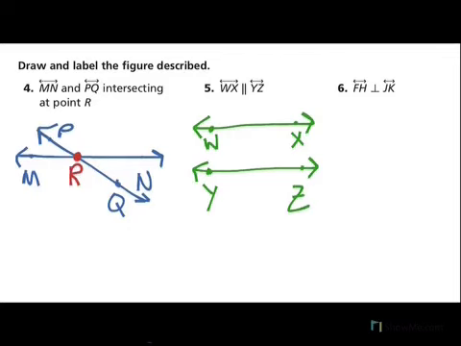And our last one, line FH, here's our symbol for perpendicular, to JK. Perpendicular forms right angles. I need to label my points. And JK.